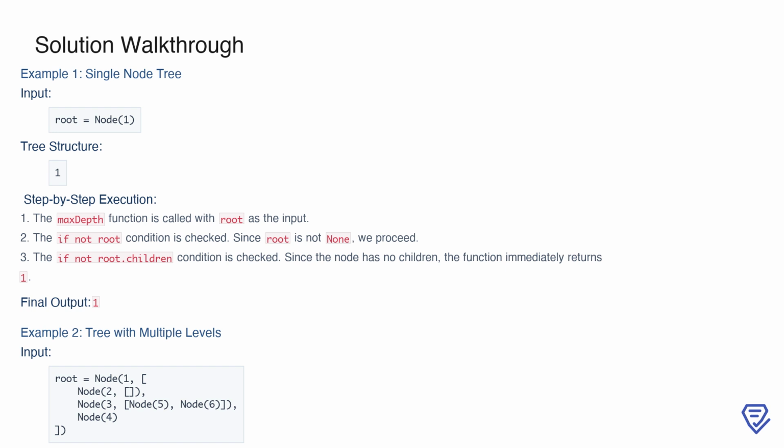Here, the input is a root node with the value 1 and no children. The max depth function is called with this node as the input. First, we check if the root is null, which it isn't, so we proceed. Next, we check if the root has any children. Since it doesn't, the function simply returns 1, indicating that the maximum depth of this tree is 1. This makes sense because with only one node, the depth is exactly 1 level. The final output for this example is 1.